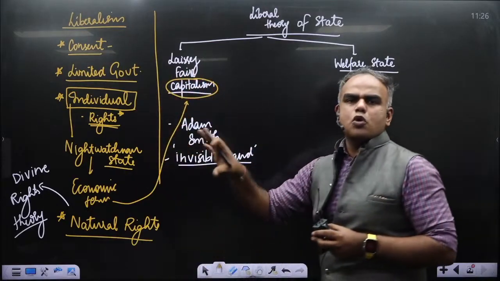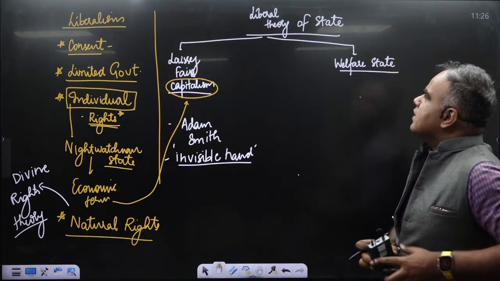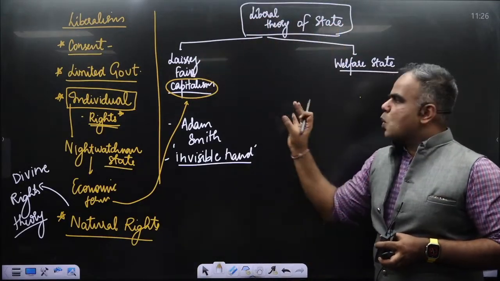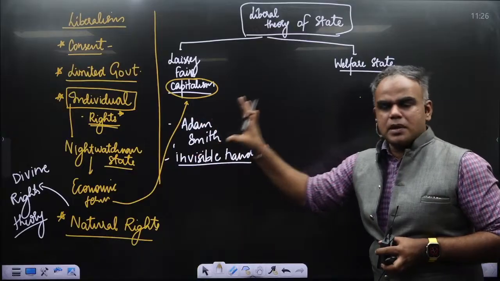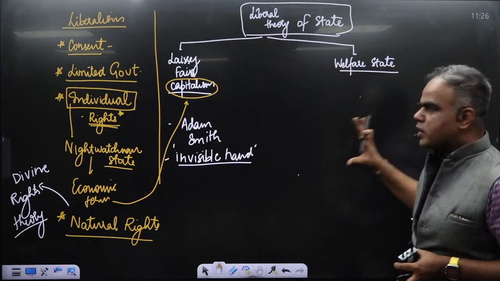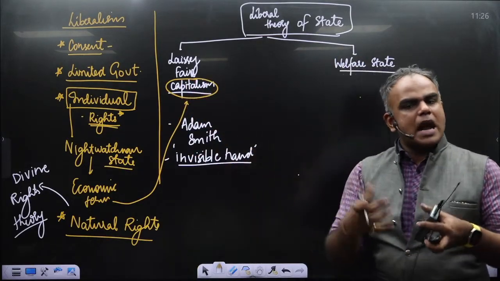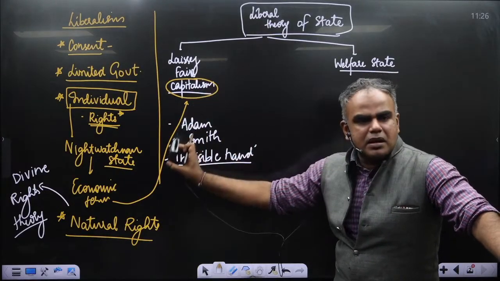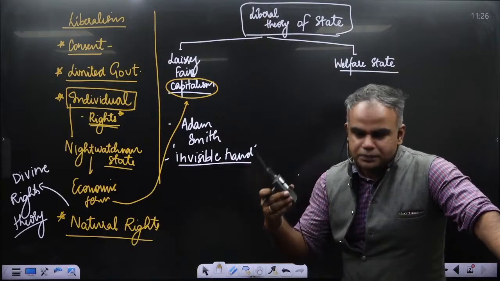I'll also tell you some quotes related to them. But the main thing is, in the liberal theory of state, whenever we write, we will remember two broad things. One is laissez-faire capitalism, and one is the welfare state. Now we already know what happened during the Industrial Revolution. Again, first of all, I'll give you a very simple explanation. Then we'll build on that.